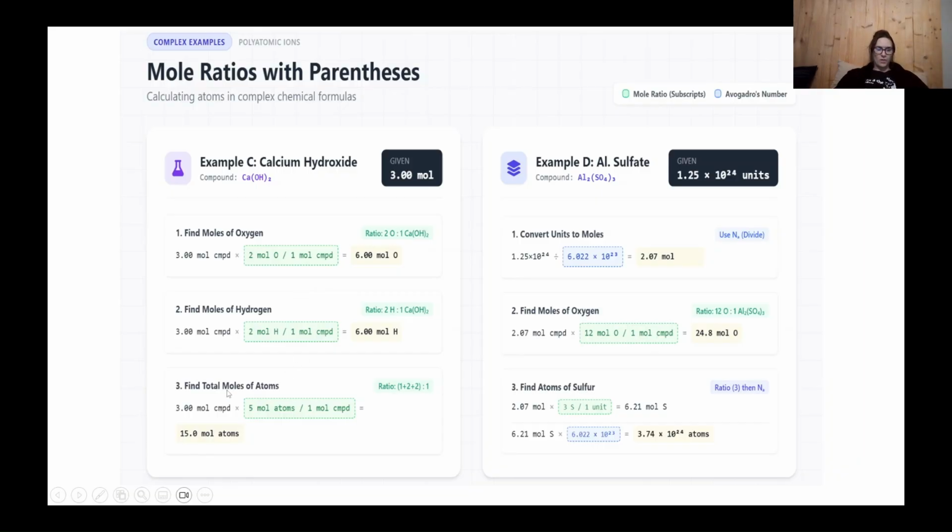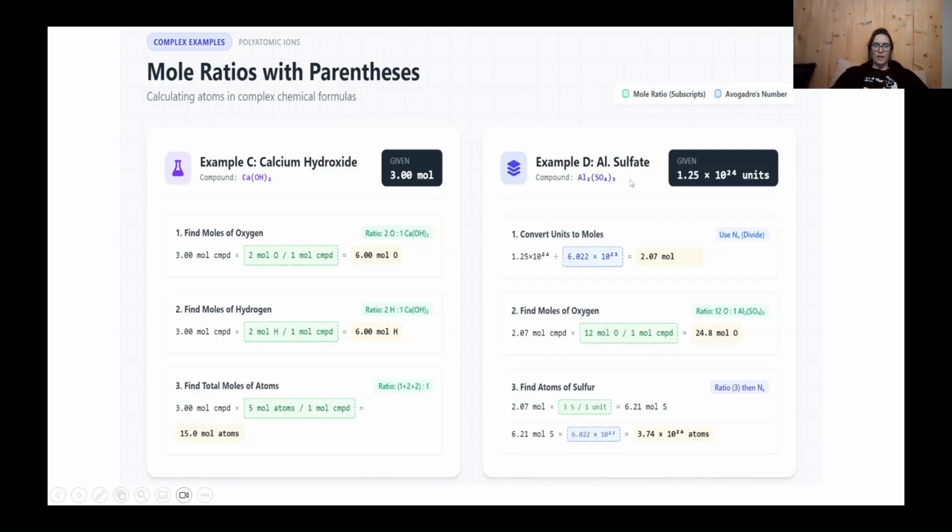If you multiply that by 3, you get 15 moles of atoms. And that makes sense because oxygen and hydrogen make up 12 moles of atoms. But then you again have the 1 mole of calcium, and multiplying that by 3, because you have 3 moles of the compound, that's the additional 3 moles there. So you have 15 moles of atoms total in this compound.